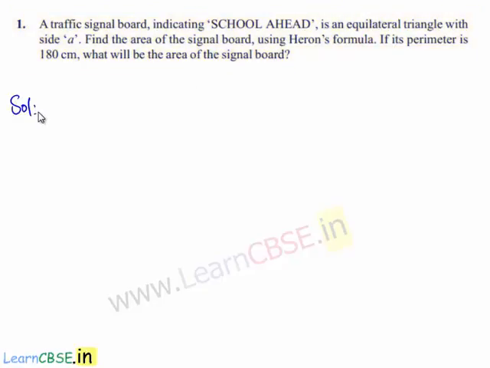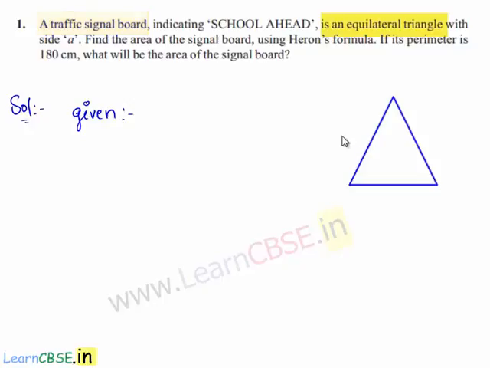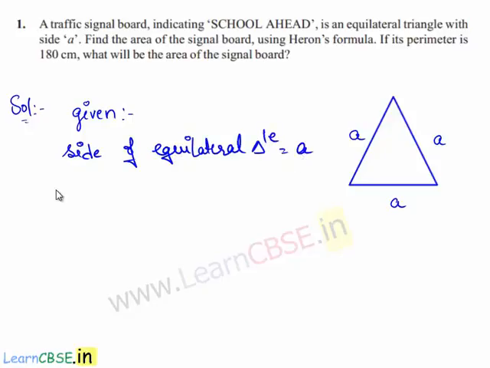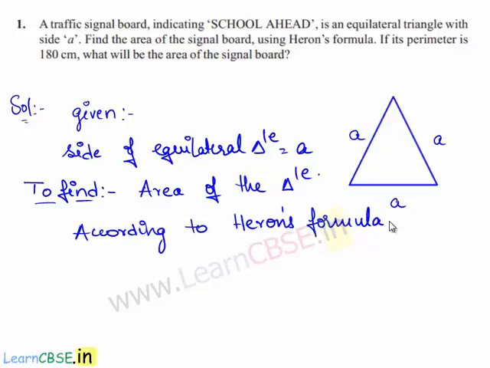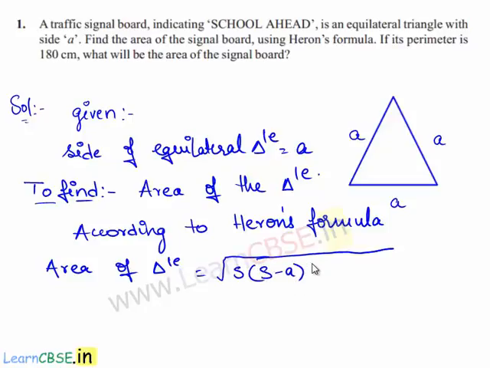So first let us write the given data. The traffic signal board is an equilateral triangle and its side is given as A. Therefore, side of the equilateral triangle is equal to A. We need to find the area of the triangle. So, according to Heron's formula, area of the triangle is equal to square root of s times s minus a times s minus b times s minus c.